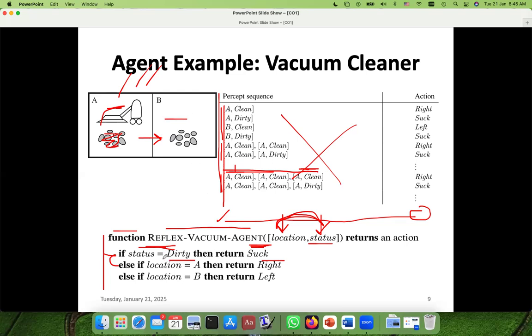Similarly, if your location is also not A, if this condition is false, then here we are checking if location is equal to B, then return left. So this small program covers all your options which you have already written into the form of this table, which is not a good approach due to its size. If you write all the entries, then the size of this table would be daunting. The size of the table would be huge.